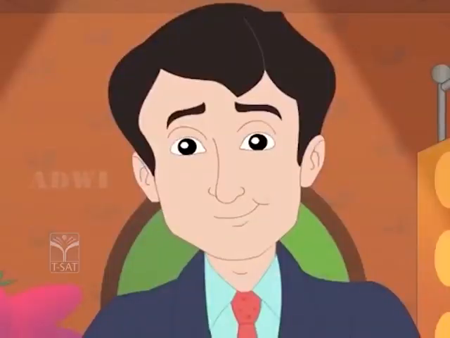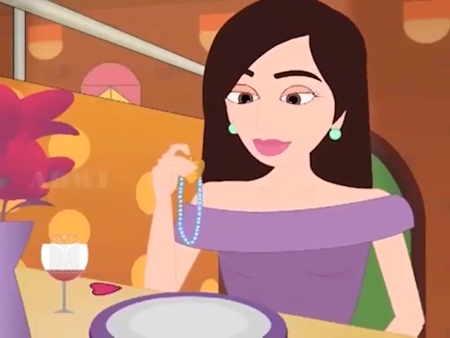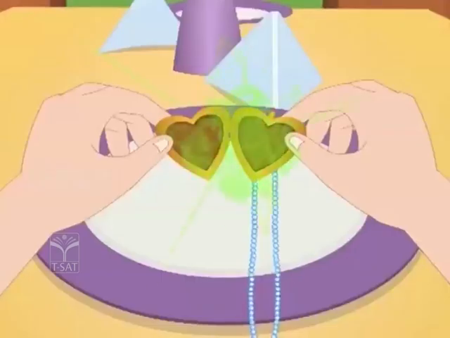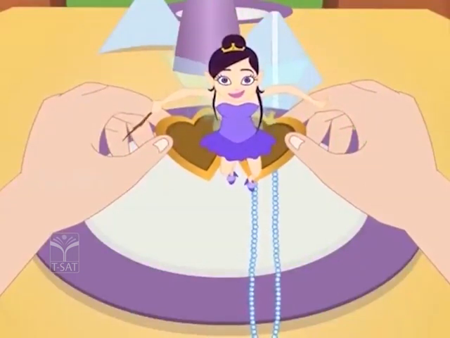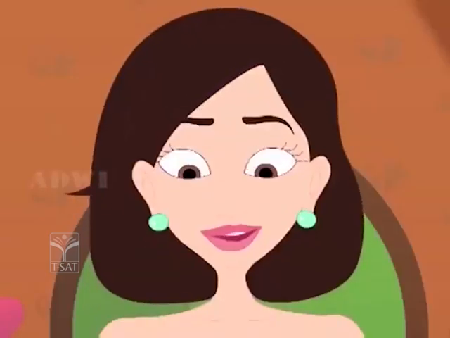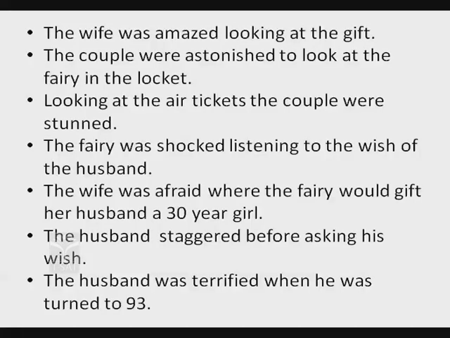Now, we have seen all the related words to astonished. So, how do we use these words and how they express different feelings we have seen in the video. When we looked at the video, the wife was amazed when she received a gift from her husband. That was expressing happiness with amazement. When he asked the fairy about the wish, she was shocked. The wife was amazed looking at the gift.